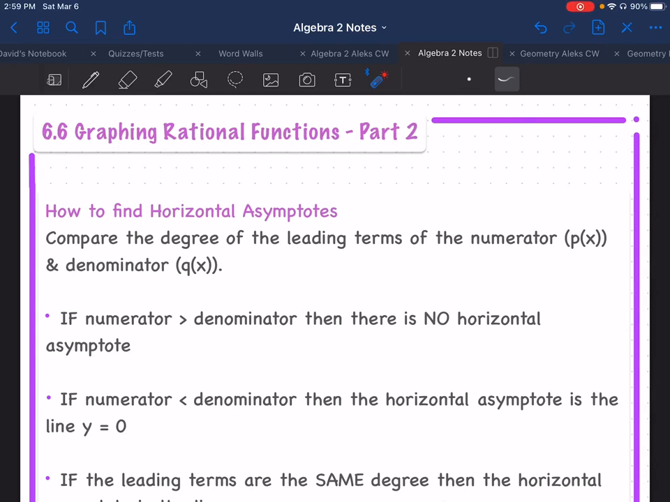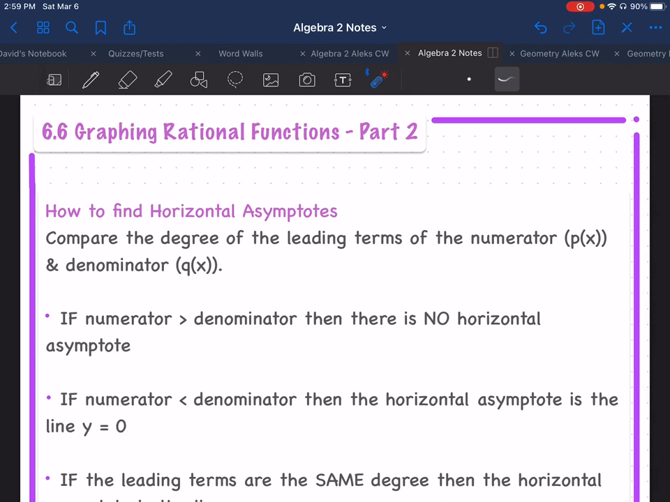Today's lesson is 6.6, Graphing Rational Functions, Part 2. Some graphs of rational functions are not hyperbolas. The focus of this lesson is going to be on my vertical and horizontal asymptotes, my x and y intercepts, and any holes that the function can have.